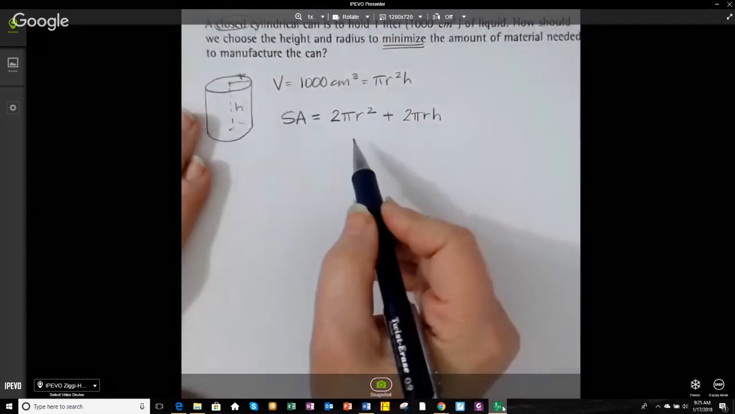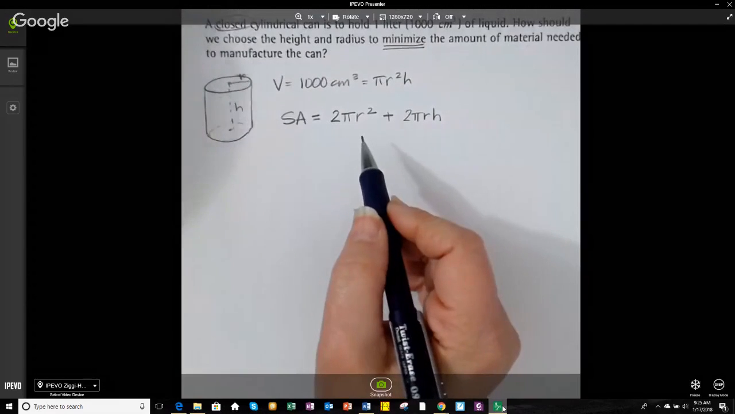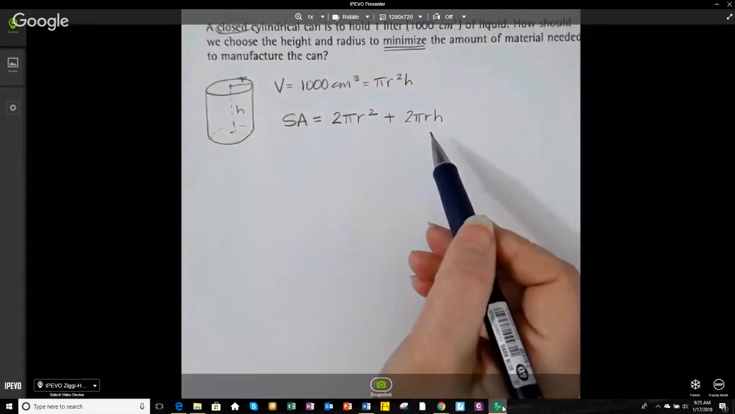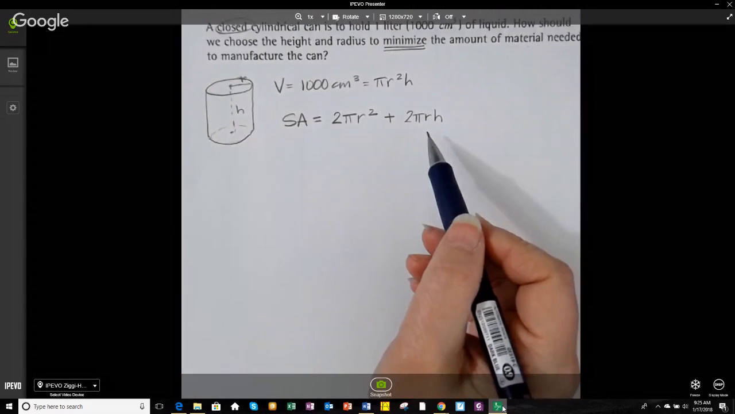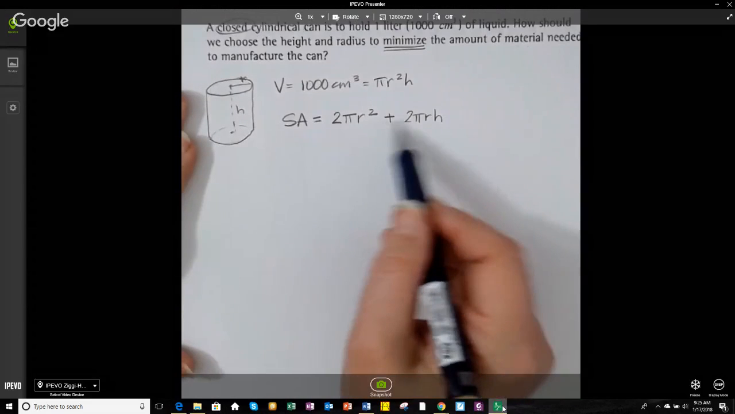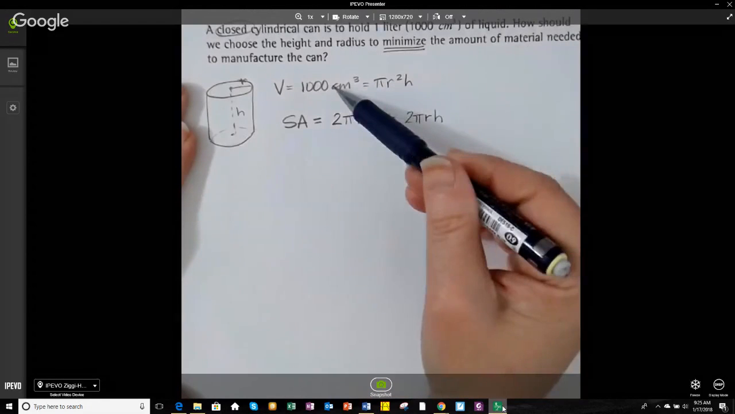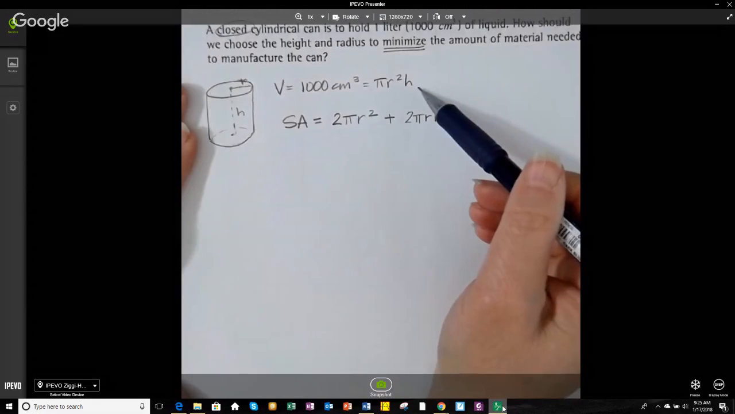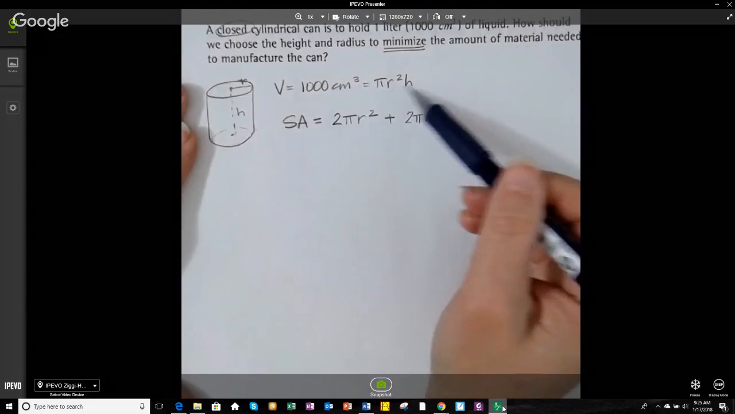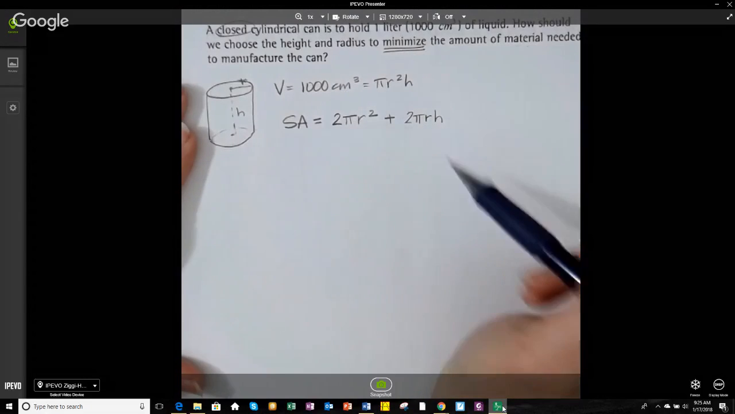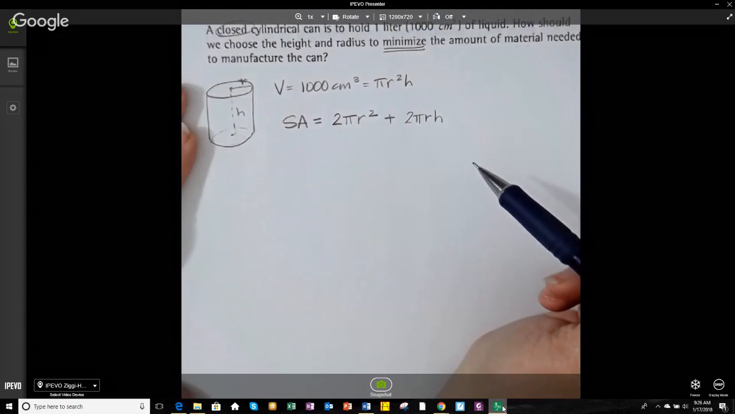Well, now we face a similar situation to the one we had here. And what do we have? We have too many variables on the right-hand side of this equation. So with too many variables, I better have some kind of relationship between h and r so that I can substitute in here. Well, lo and behold, right above here, I have 1,000 equals pi r squared h. So I can take this equation here and solve for one of the variables in order to substitute into this equation. Now, there's an easy way to do this and a more difficult way to do this.